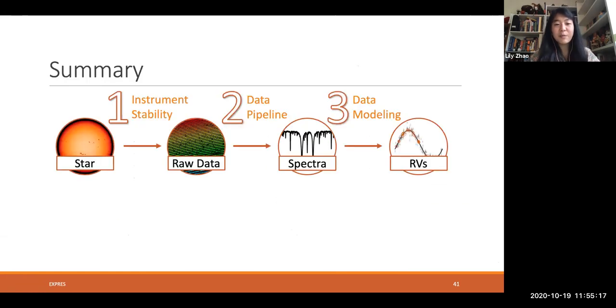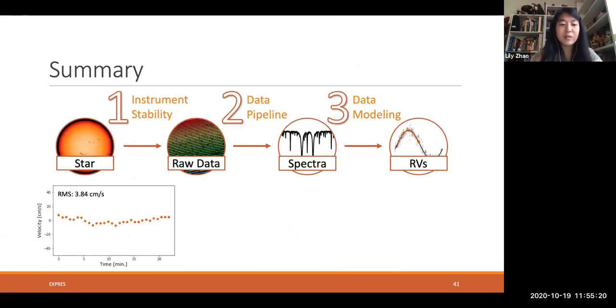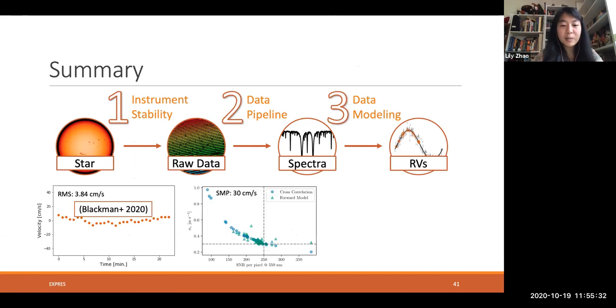So in summary, for instrument stability, I've shown that our instrument is stable to within 4 to 7 centimeters per second, and the instrument performance is covered in much greater detail in a Blackman 2020 paper, if you're interested. For the data pipeline, we have a single measurement precision of 30 centimeters per second on sky, where the pipeline is described in much greater detail in Petersburg 2020, and a paper describing Excalibur and different tests we ran on it is currently in review.